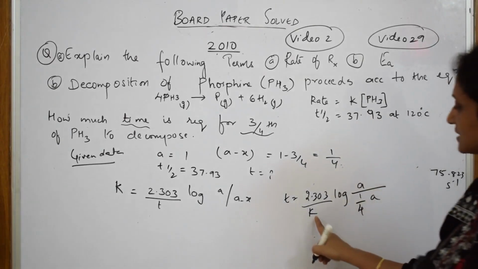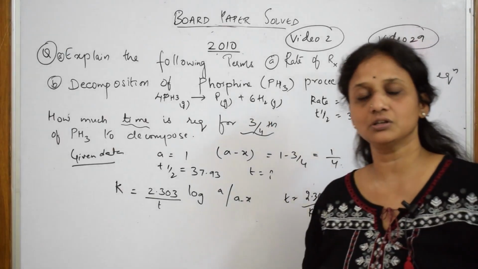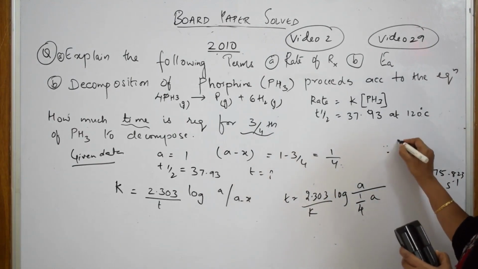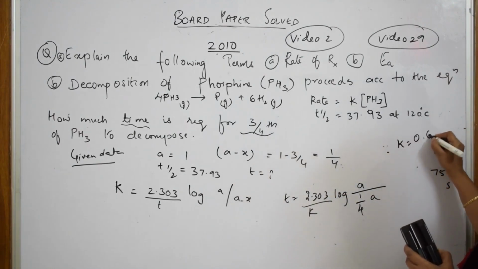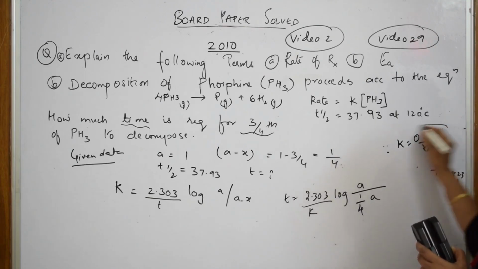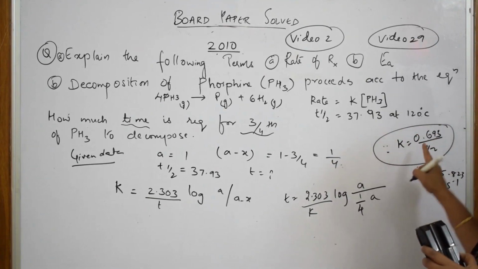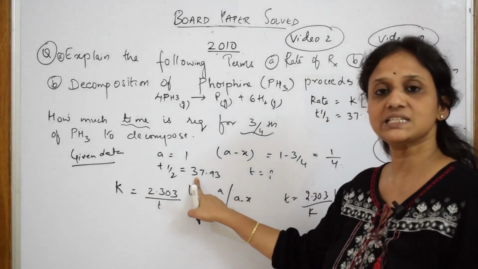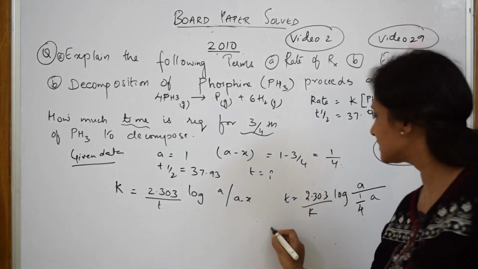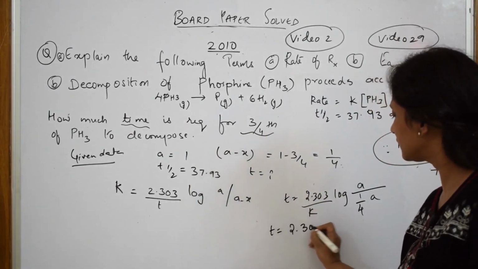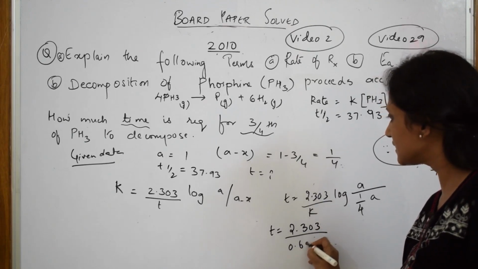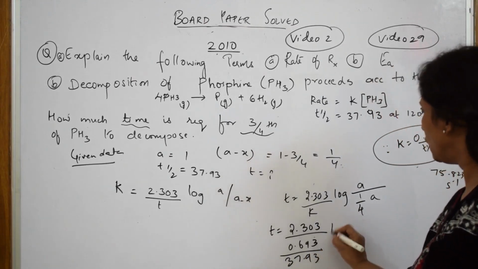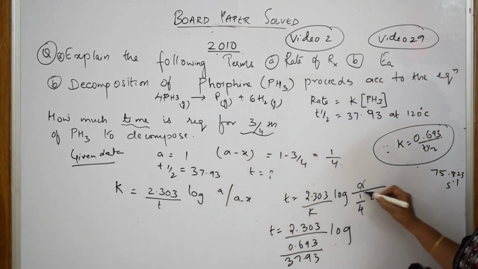Yes, done. Now what is K value? Is K value given in this form, numerical? Not given, isn't it? But I very well know, we very well know K is equal to 0.693 by T half. Yes or no? We know this formula for the half-life period. So substitute that formula here, 0.693 by T half. What is T half given to me? 37.93. So I can write the same as T is equal to 2.303 by 0.693 divided by 37.93 log. Now when I solve this, this becomes this and this gets cancelled.